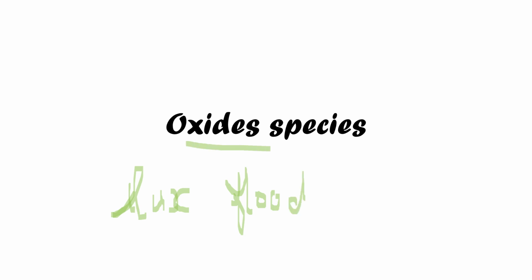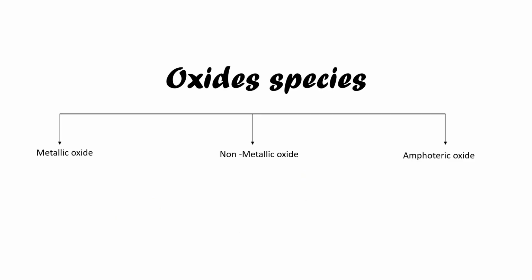Now this lecture is important in terms of Lux-Flood theory, because in Lux-Flood theory, oxide species are used. So that's why it is important to study oxide species. Basically there are three common types of oxide species: first is metallic, then non-metallic, and amphoteric oxides. Let's study about that in detail.